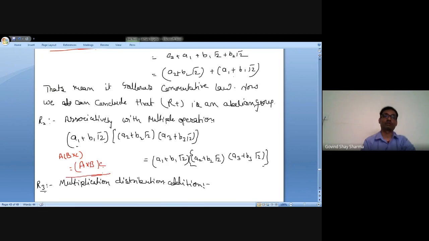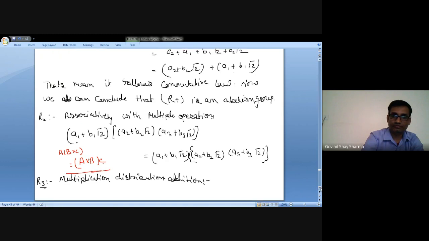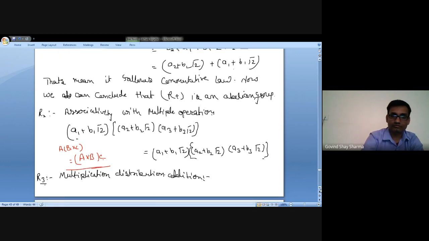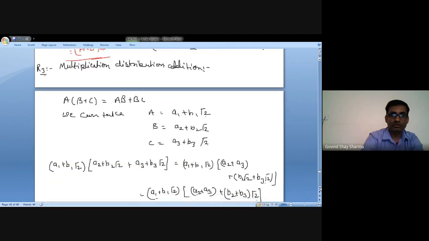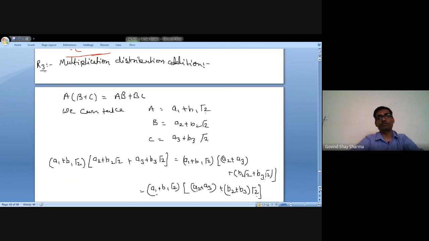We can write like that. So we take A is equal to A1 plus B1 root 2, B is equal to A2 plus B2 root 2, and C is equal to A3 plus B3 root 2. And when multiplying, we get A(B plus C). Now the multiplication distributes over addition, where A(B plus C) is equal to AB plus AC. So we put in the A, B, C values and then solve.